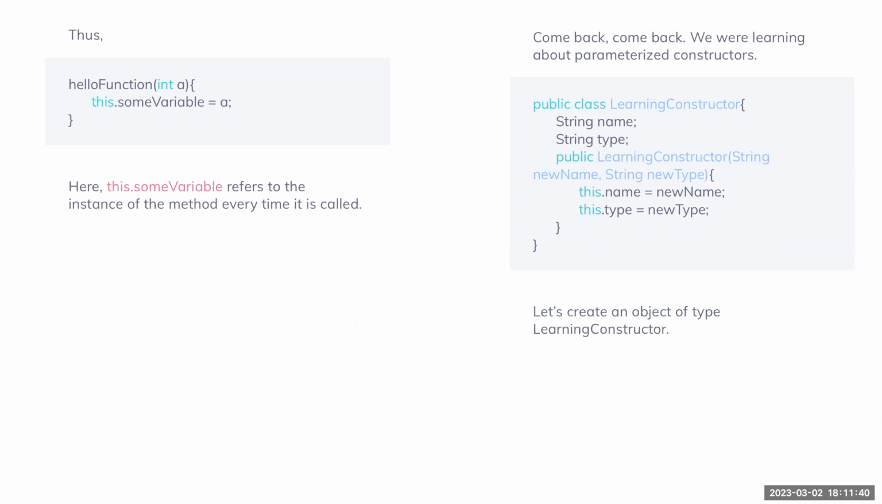So it looks something like this, for example: whenever you have some function with int a, this dot sum variable is equal to a. You are assigning the related value to the sum variable, and it is referring to the current reference of that object in a method.